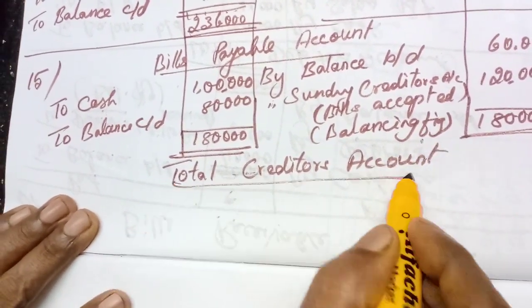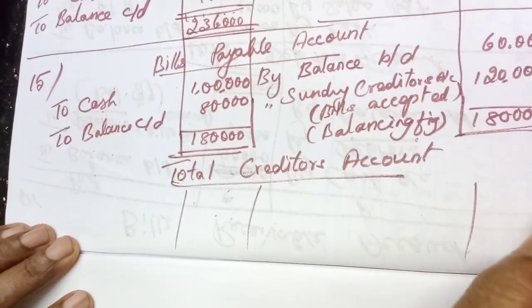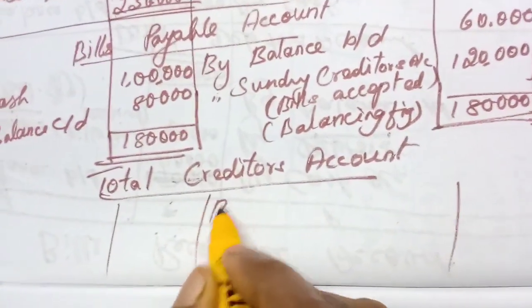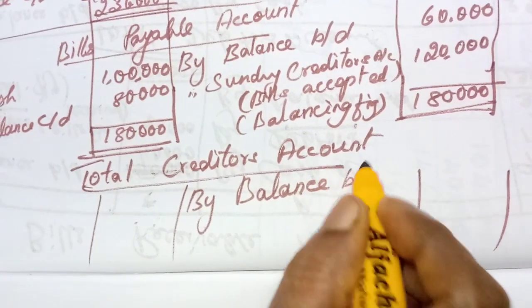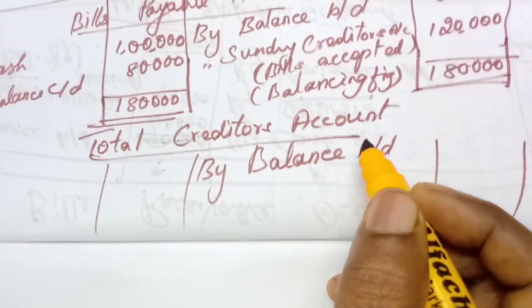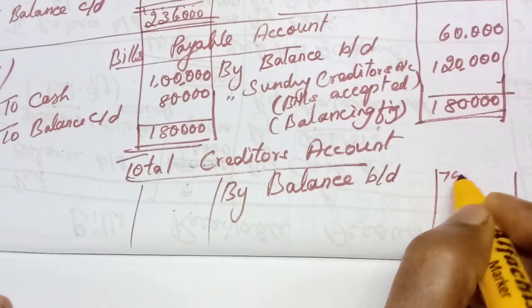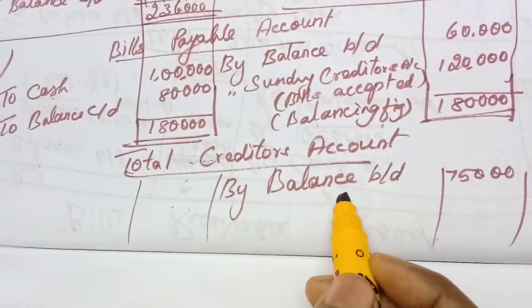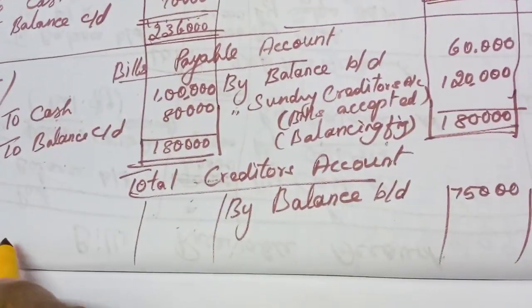Bills payable account and total creditors account show credit balance. So first we can start with the opening balance, by balance brought down. We have to see from the top, first item: sundry creditors, opening balance 75,000. I told you that in sundry creditors, since the opening balance comes on the credit side, all the adjustments will be entered on the debit side.